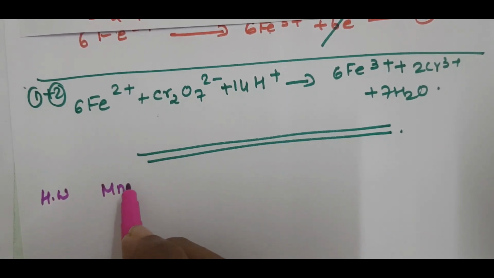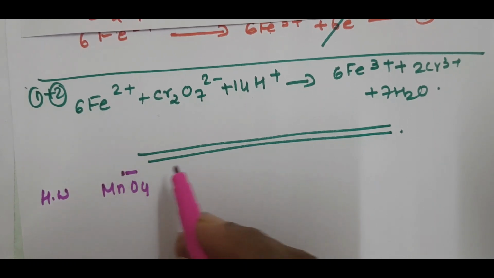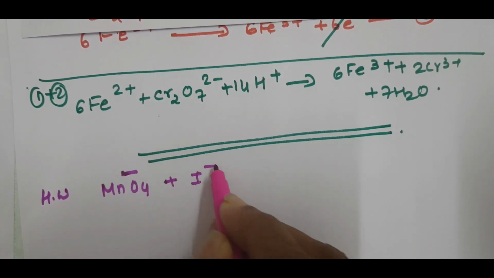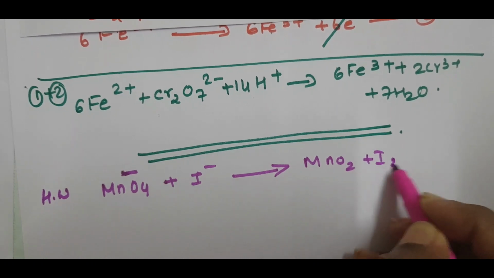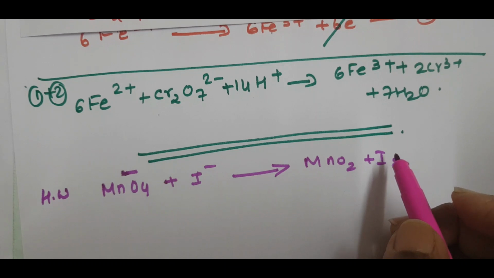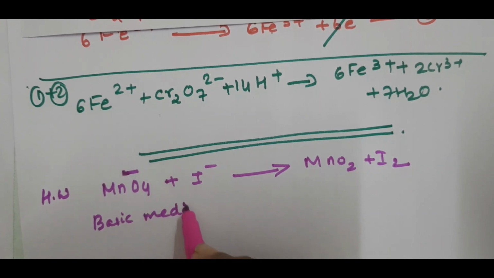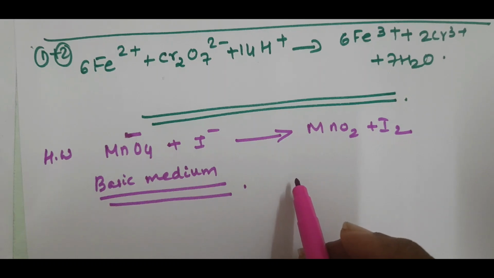I will give you straight away the skeletal equation: MnO4- plus iodide ion will give you MnO2 plus I2. That is the permanganate ion, and they have specified it in a basic medium. So try this out. If any problem, just tell me. This is given in a basic solution.